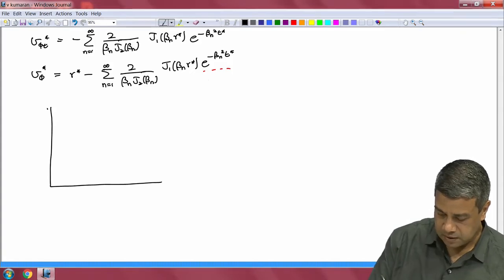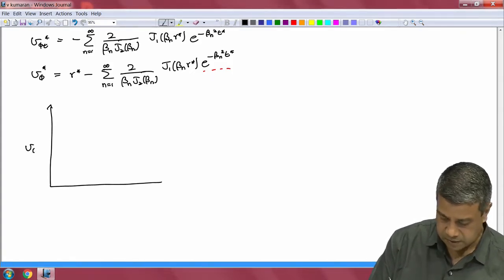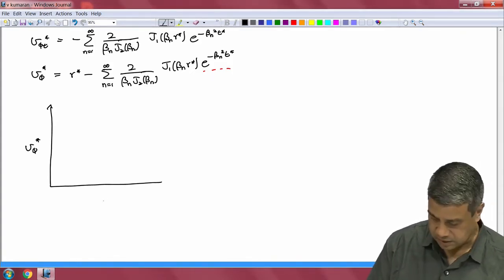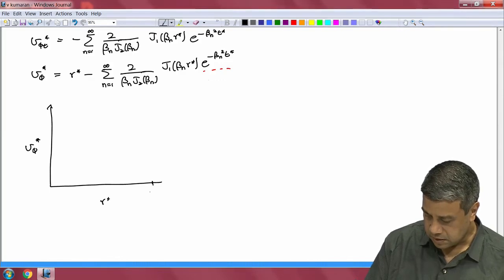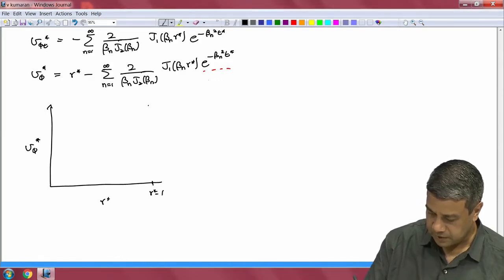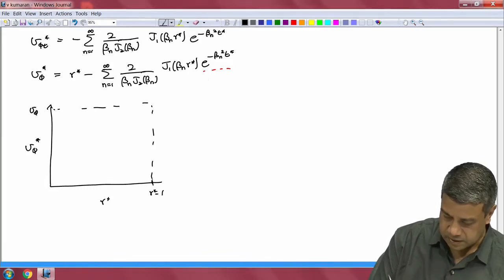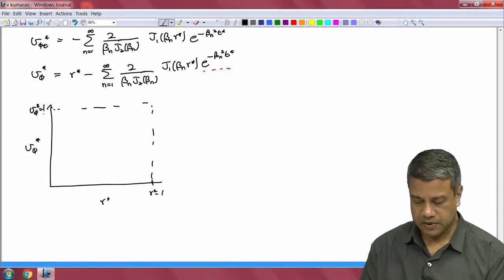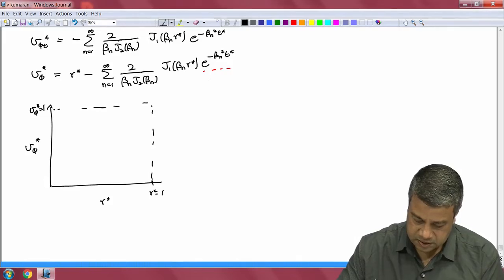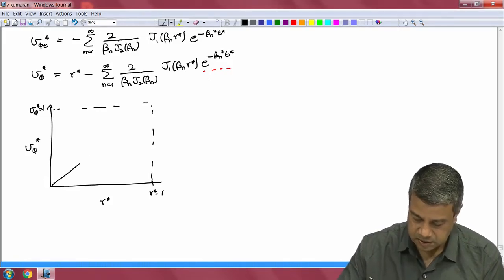So, let me plot V phi star versus R star. R star is equal to 1, and here V phi star is equal to 1. This is the steady solution. The steady solution is a linear function.